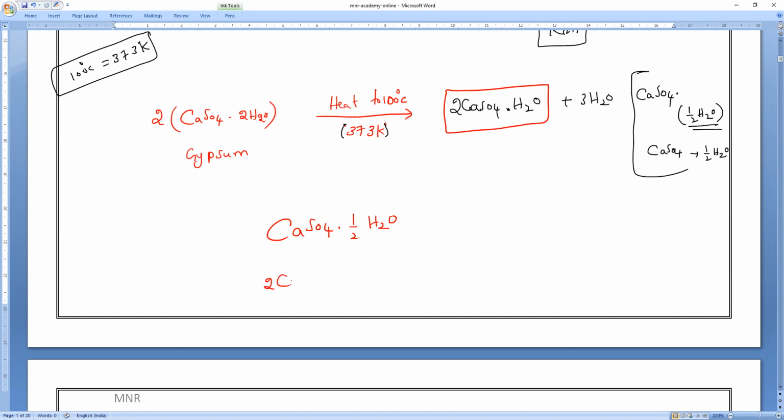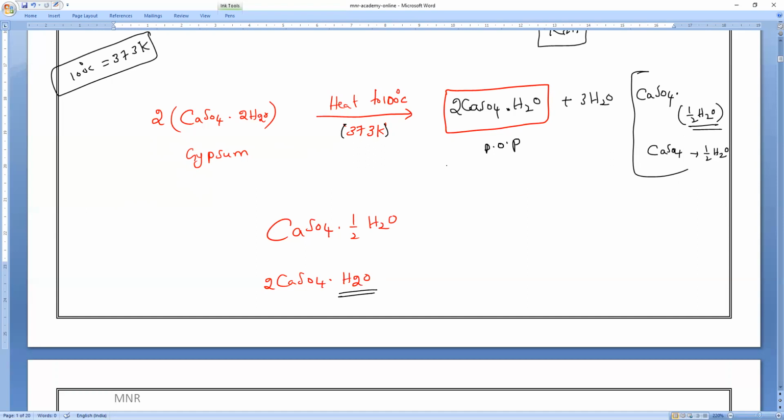And if I write this one, 2 CaSO4 dot H2O, what do you mean by this? 2 CaSO4 molecules are sharing how many water molecules? One water molecule. That is why this is also the formula of plaster of Paris. Anybody having any doubt, you can ask. Is it okay, guys?